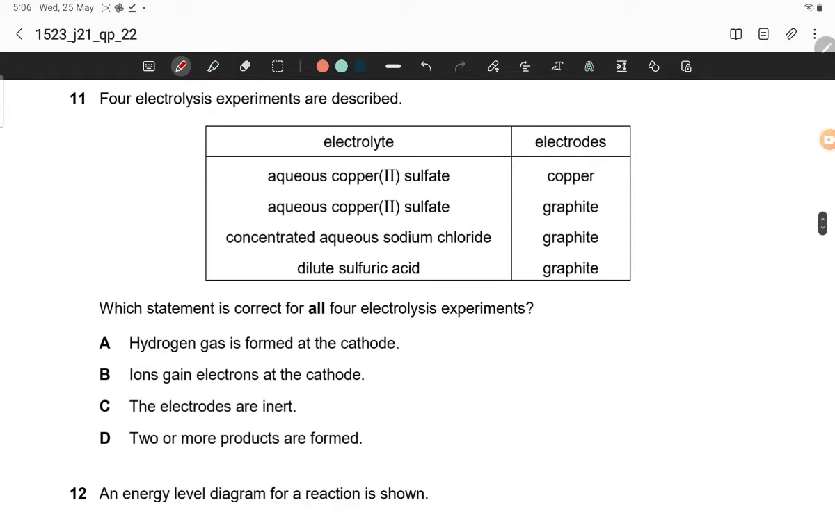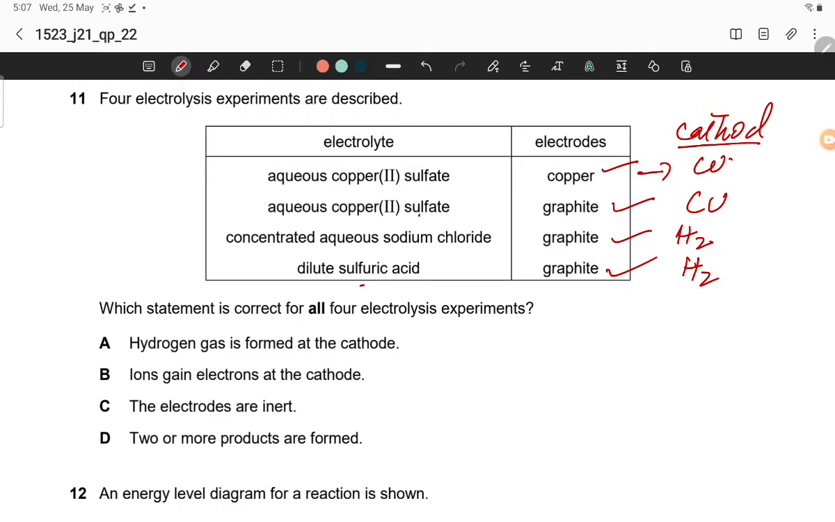Question number 11. 4 electrolysis experiments are described: aqueous copper(II) sulfate with copper electrodes, aqueous copper(II) sulfate with graphite, concentrated aqueous sodium chloride with graphite, and dilute sulfuric acid with graphite. Which statement is correct for all 4 electrolysis experiments? Hydrogen gas is formed at the cathode. With copper electrodes, copper is produced. With graphite electrodes also copper. With concentrated aqueous sodium chloride and graphite, at the cathode hydrogen gas, and with dilute sulfuric acid again hydrogen gas. For all 4 it is not correct.